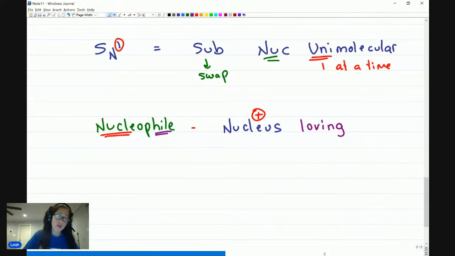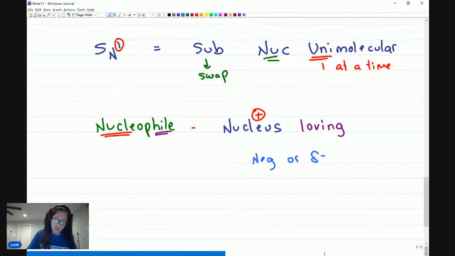This is really, really important. A nucleophile is a molecule that is nucleus loving or positive loving. What kind of molecule loves and is therefore attracted to something positive? If opposites attract, then what we're looking at for the nucleophile is something that is negative or partially negative.